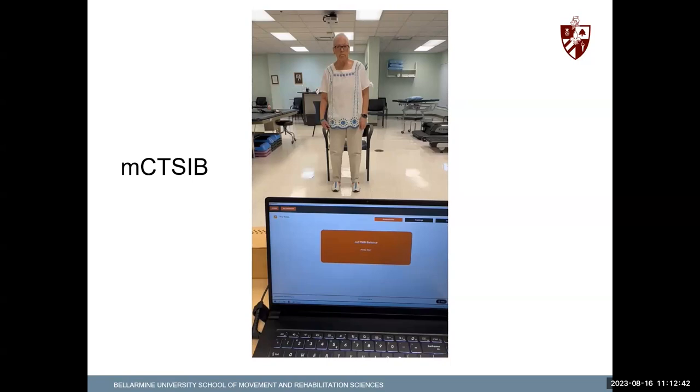And this is the modified CTSIB, or the clinical test of sensory interaction and balance. It's essentially looking at an individual's ability to maintain their static balance and how they incorporate their different sensory systems. So how do they utilize their vision, their vestibular system, and their somatosensory system, or the sensation in their feet, to maintain upright and maintain their balance.